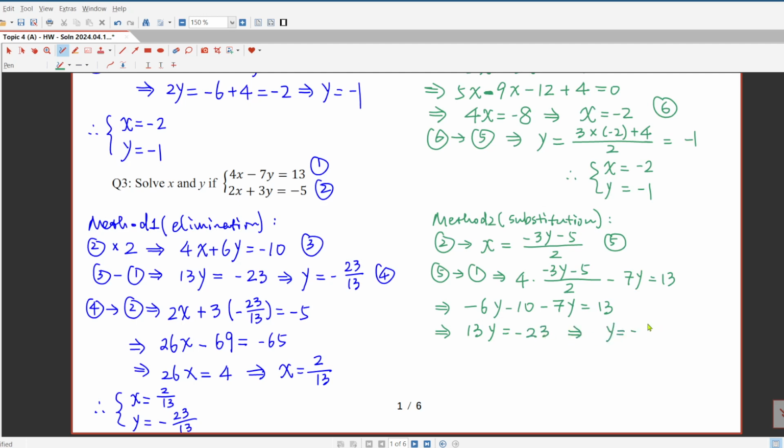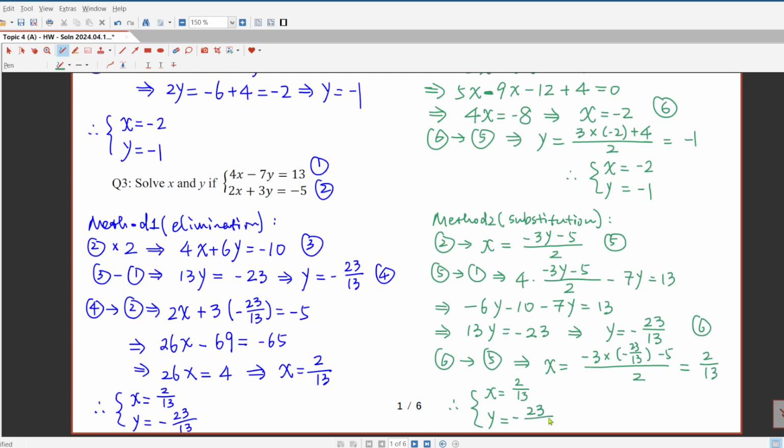Therefore, y equals negative 23 over 13, right? Let's call this number 6. Then put number 6 back into equation number 5. This will give us x equals (negative 3 times negative 23 over 13 minus 5) divided by 2. And eventually, that can be simplified to 2 over 13, right? Therefore, we have found a pair of solution. x is 2 over 13 and y equals negative 23 over 13.